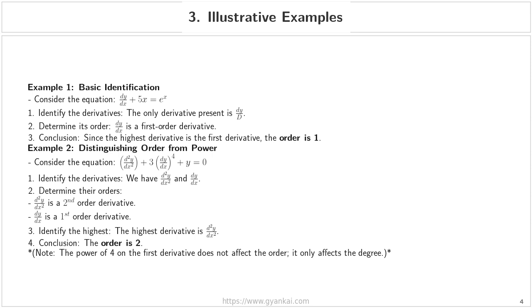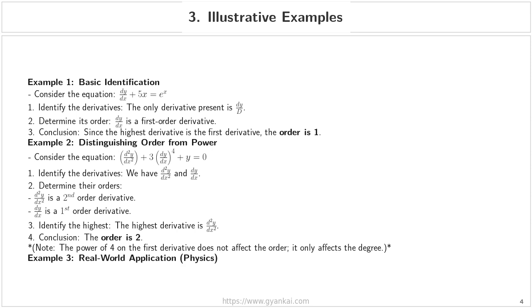I want to highlight a very important note here. Notice that the power of 4 on that first derivative does not change the order. It only affects what we call the degree of the equation. Finally, let's look at example 3 to see how this applies to a real-world scenario in physics.